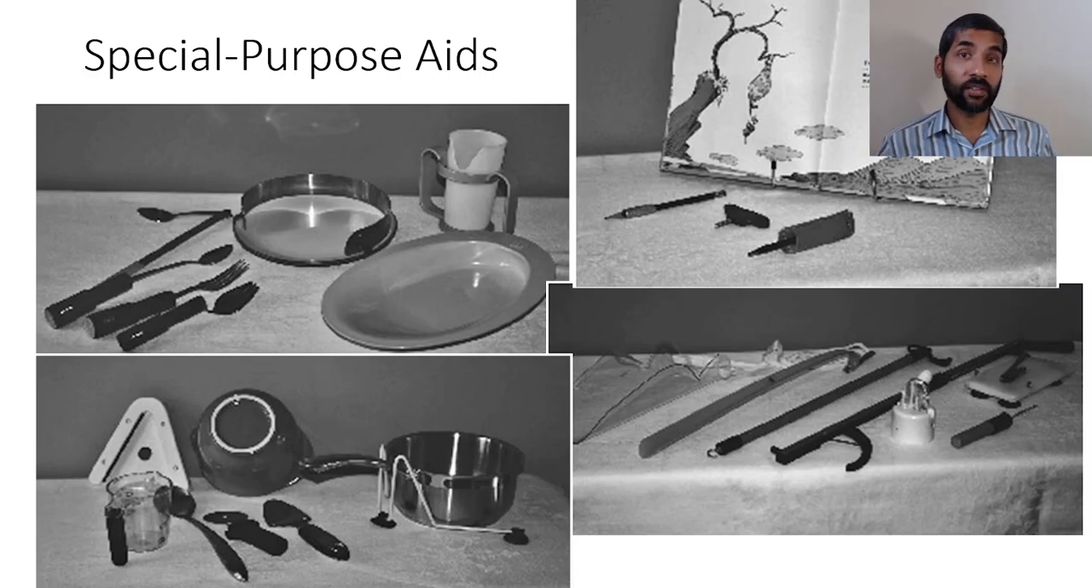There are various kinds of special purpose aids that can be given to people to enable them to do the tasks of daily living, right? For example, here you can look at this pen grabber, a place where you can put your pen, and then you can use your entire hand to write instead of using your fingers, in case you can't do that. Here you have a key holder which you can use to turn keys.